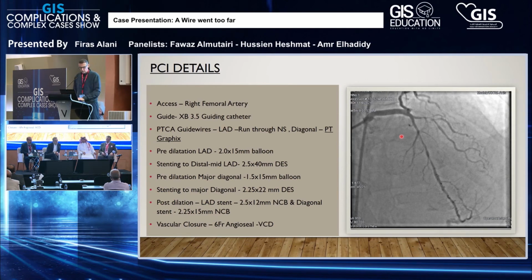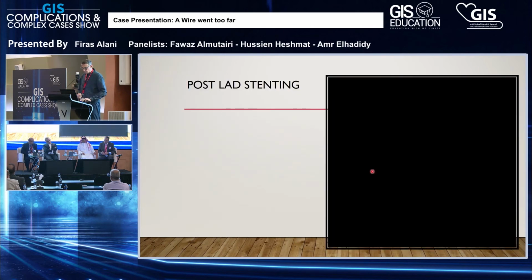So the plan was to bring her in to do the LAD. The LAD and the diagonal was a straightforward case. Again, I say straightforward until we see what happened. We got access to the right common femoral, XP35 guide, wired both vessels, ballooned the LAD, ballooned the diag, stented the LAD with a 40 millimeter stent, again stented the diag with a 2.25 stent, and then post-dilated the LAD with a 1-to-1 size for the stent and the diagonal as well. Vascular closure, Angio-Seal, everybody went home. Nothing big deal about the case.